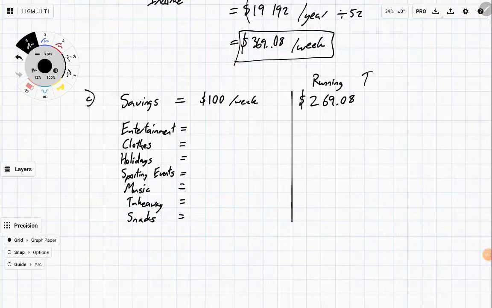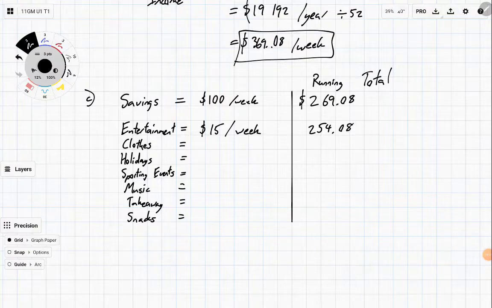Alrighty, so for entertainment, maybe each week he's got like a Netflix subscription, maybe a Netflix and a Stan, something like that. So maybe it's $20, $30, $40 per month. So let's say it's about $10 per week. Maybe he also gets some movie tickets. Let's call it $15 per week. So take 15 off that. Means we've now only got $254.08 left.